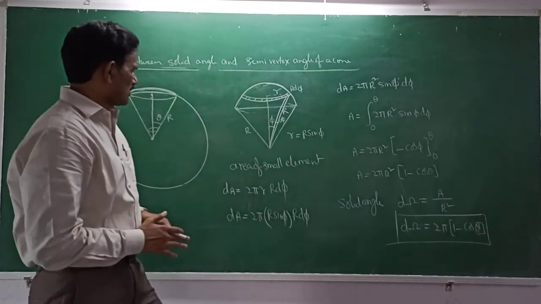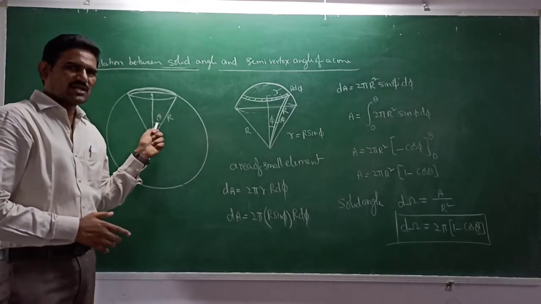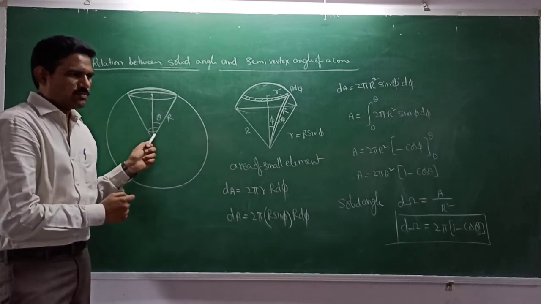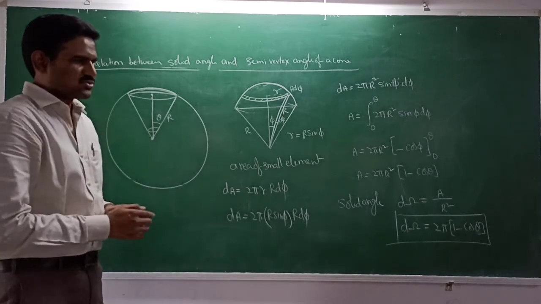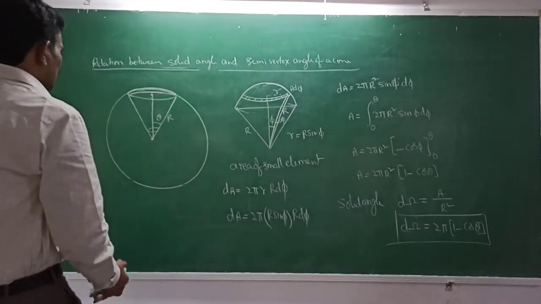And this is the relation between solid angle and the semi-vertex angle we can write here. So theta is the semi-vertex angle of the cone. Then the solid angle subtended by the cone we can write as 2 pi into 1 minus cos theta. So that is the important relation you need to remember here. Now let us see one problem based on this.